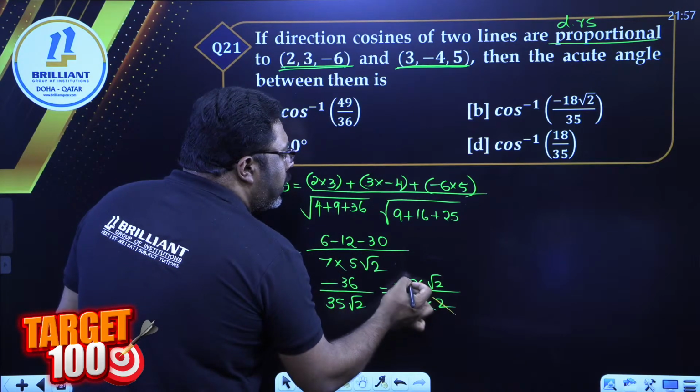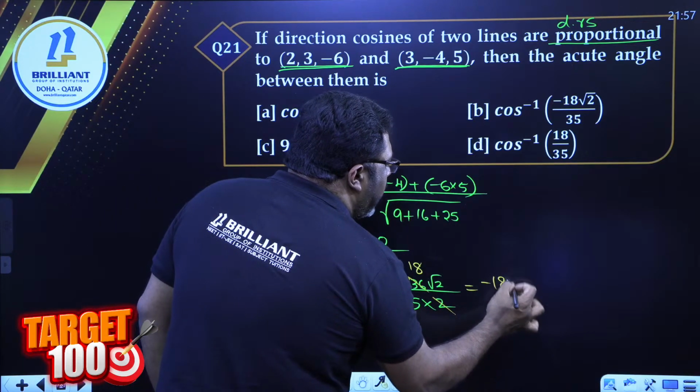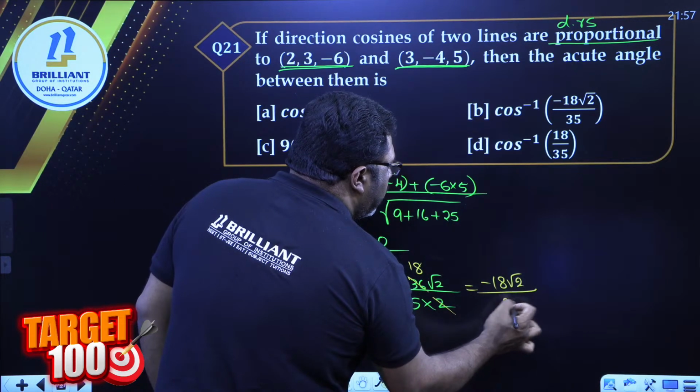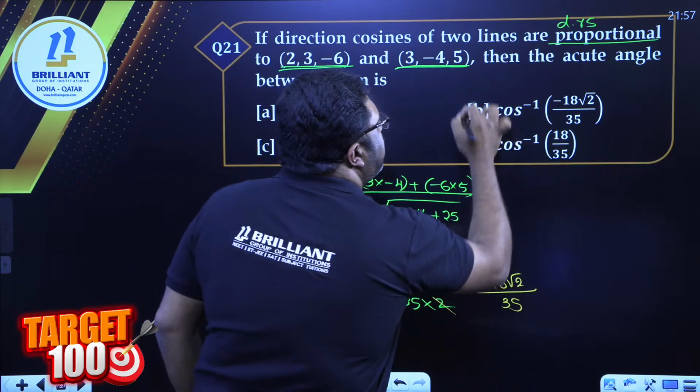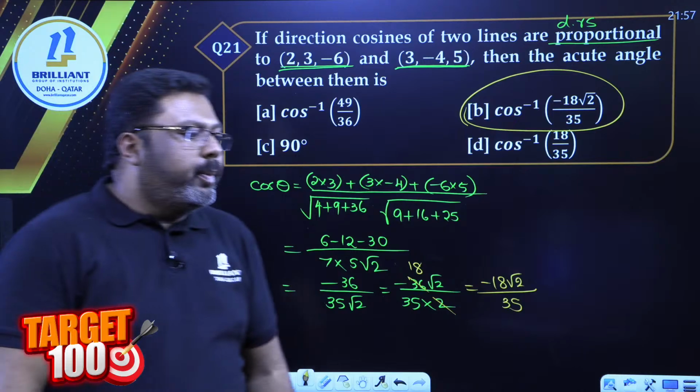Yes, 2 and 36 cancel, it's 18. So the final answer is minus 18 root 2 by 35. Minus 18 root 2 by 35. Okay, I hope everybody is clear.